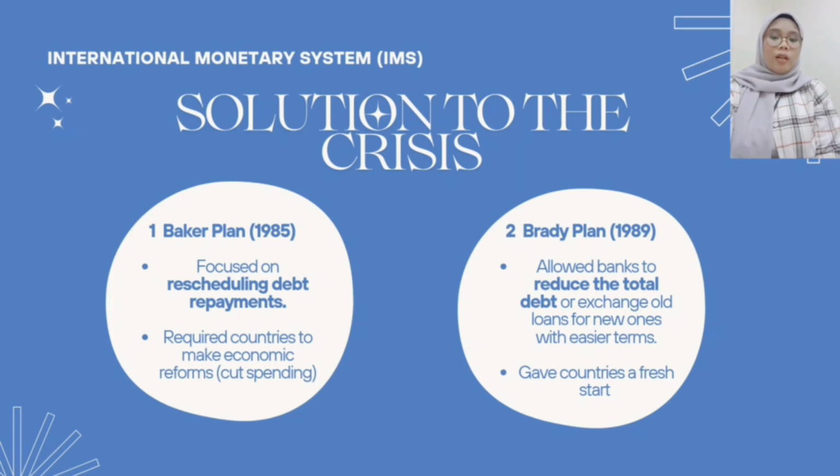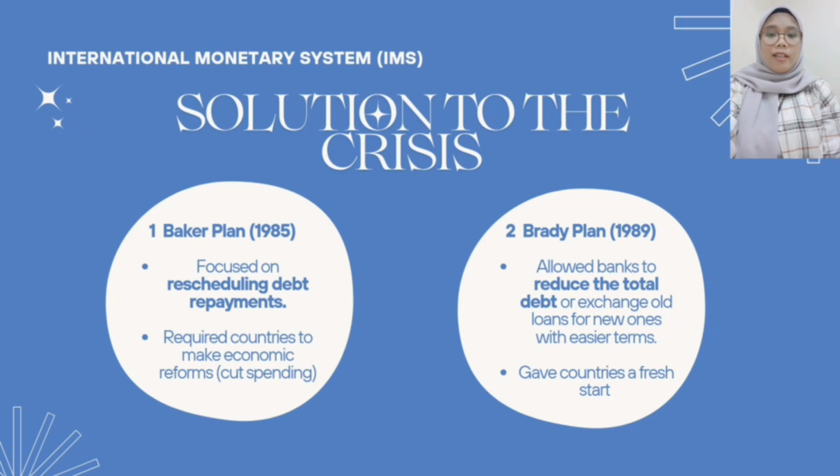First one is Backup Plan 1985. Focus on rescheduling debt repayments and required countries to make economy reforms, cut spending. Second is Ready Plan 1989. It allowed banks to reduce the total debt or exchange old loans for new ones with easier terms and give countries a fresh start.